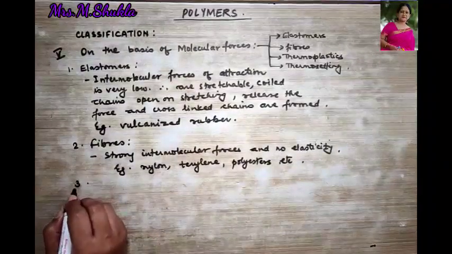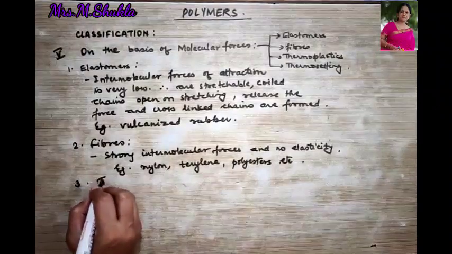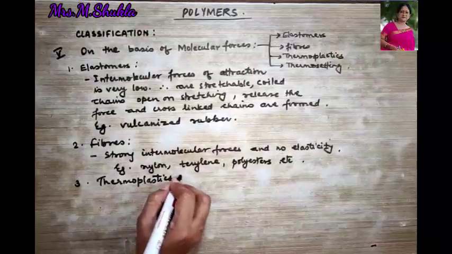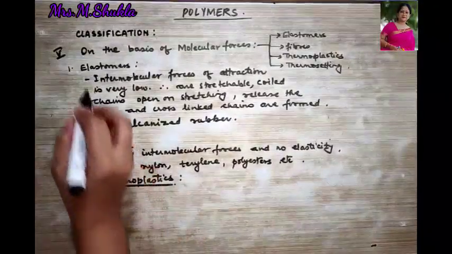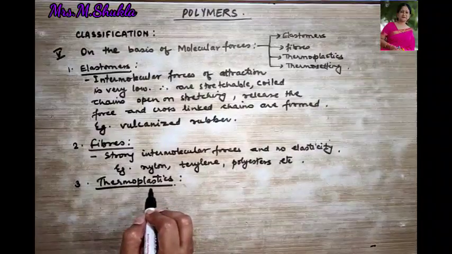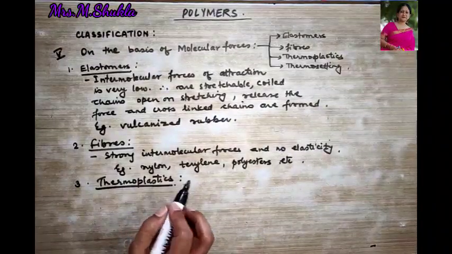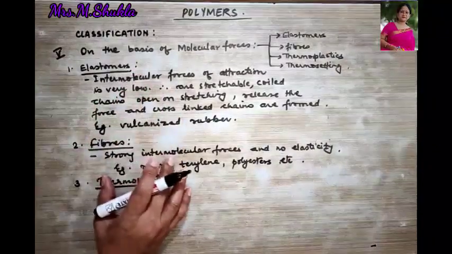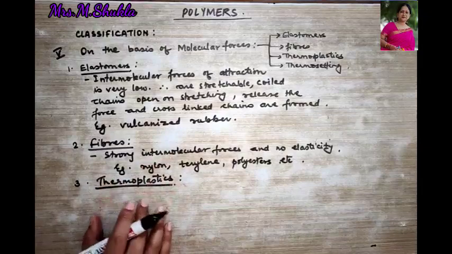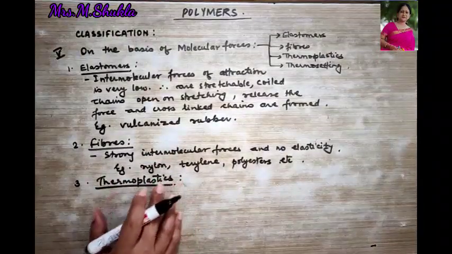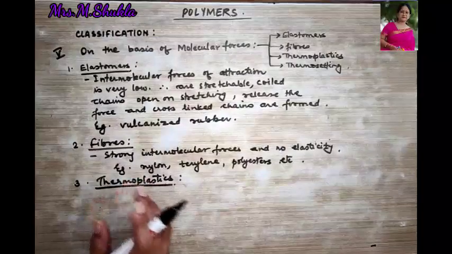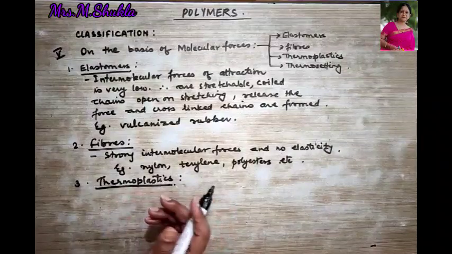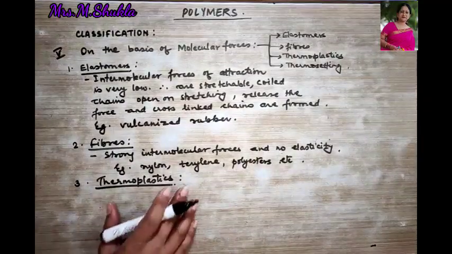Coming to the third kind, that is thermoplastics. What are thermoplastics? Fibers we did, elastomers we did. Now let's talk about thermoplastics. They are where the force of attraction is intermediate to the elastomers and fibers. Then they are termed as thermoplastics. When they are heated, they become soft. When cooled, they can be used as they become hard. Okay, so example could be your Teflon or PVC.